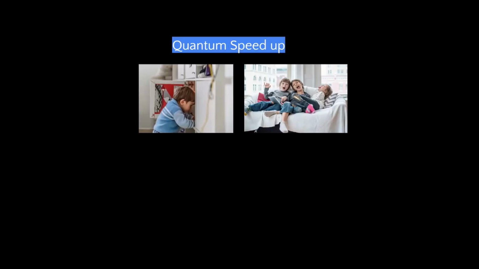Imagine that you send one child to search for an object in a big room. They'll look in each and every place one by one, and that's how long it'll take. But if you send many children, they'll all look at all the places at the same time and will get the answer quickly. That's superposition.